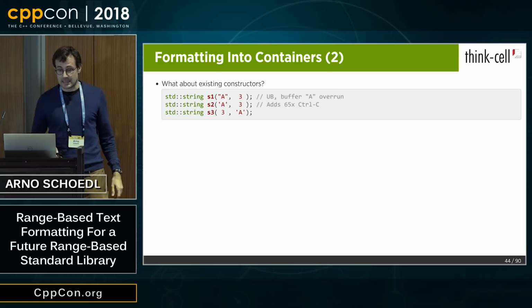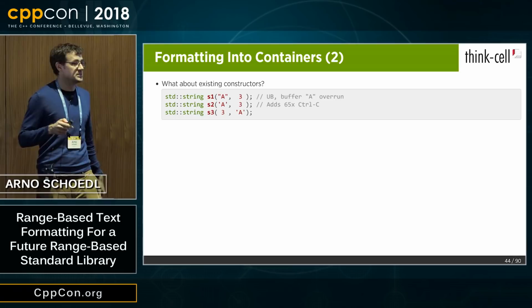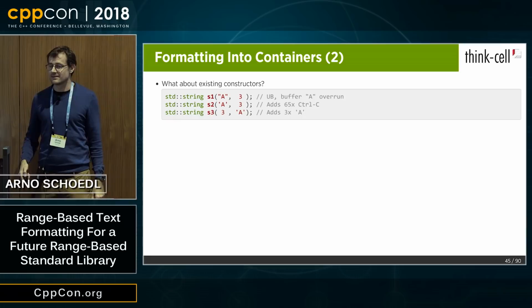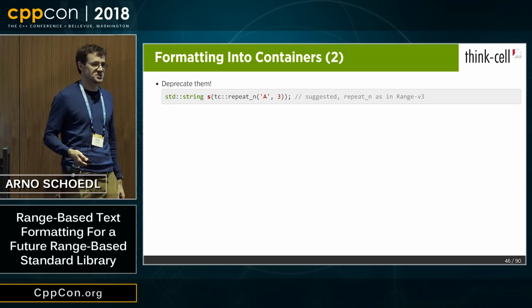Ah, actually, because I got the order of arguments wrong, this adds 65 times Control-C. This may or may not be your intent in this situation. Now, okay, this time, this thing adds three times the A. But to be honest, I mean, deprecate all that stuff. You can describe what you want in your string in a much better way by defining a range and then copying that range into the string.